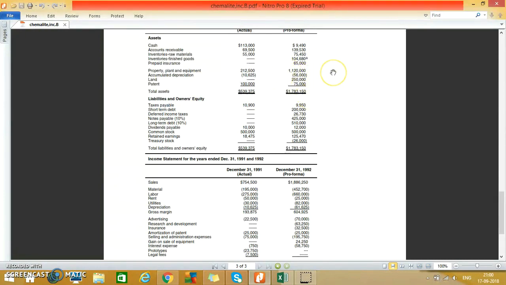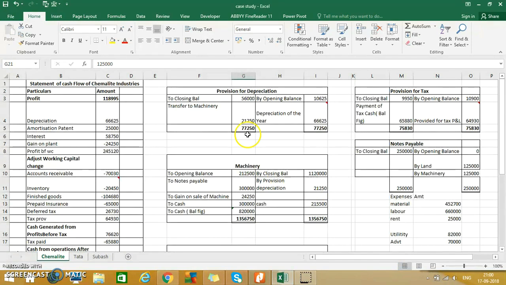Now why did I take this provision for depreciation? When I look at the balance sheet, I find that the accumulated depreciation account is shown separately, hence I open the provision for depreciation account. These are the balances. The opening balance of the depreciation is 10,625 and the closing balance is 56,000. Let's see how it appears here. So the provision for depreciation, as I said, the opening balance is 10,625. We take it on the credit side.